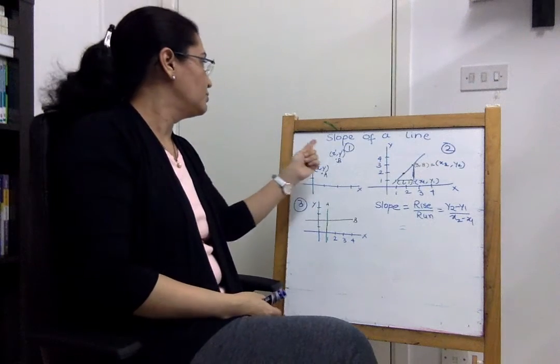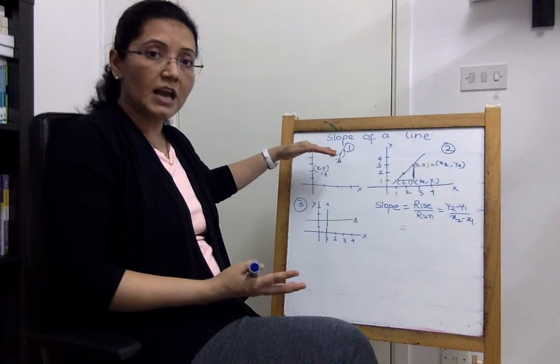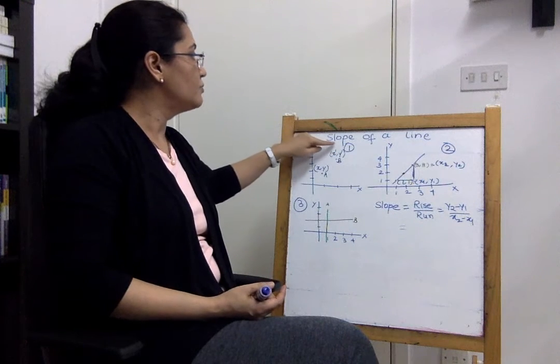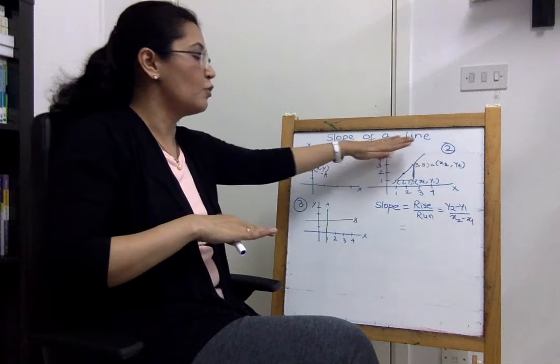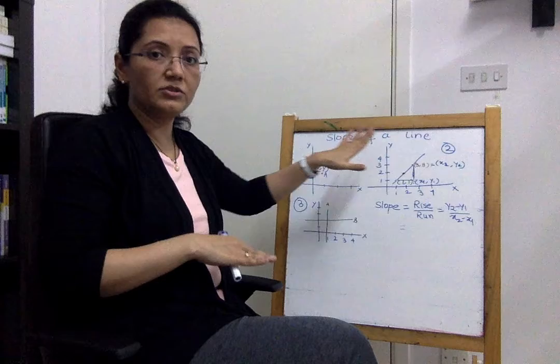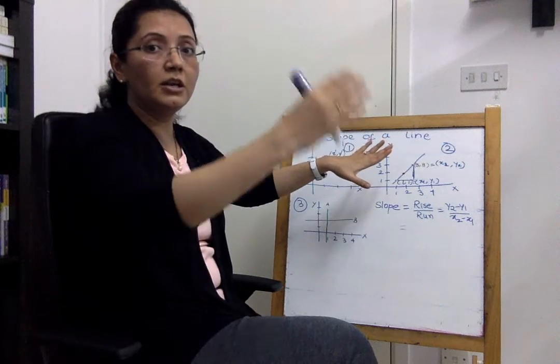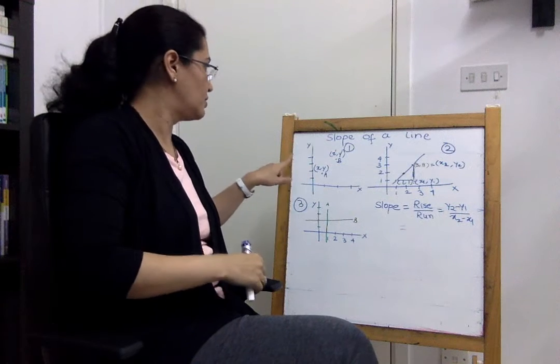Coming back to slope of a line. By the end of this class, you will be able to find the slope of a line. We are starting from a two-dimensional plane. Then in further classes, you keep on generalizing those concepts.